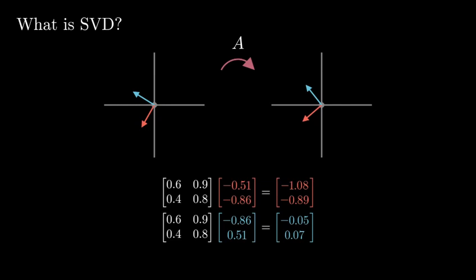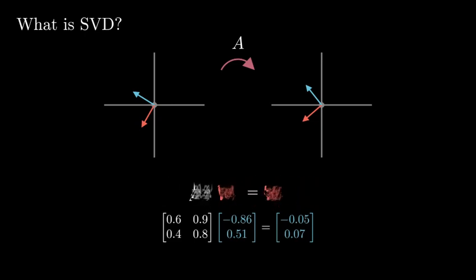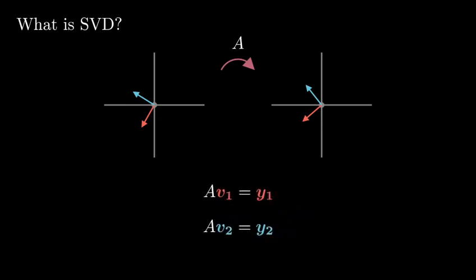First, let's restate our problem. We want to find an orthogonal set of vectors that when transformed by our matrix will remain orthogonal. In 2 dimensions, this means we want to find a v1 and a v2 and a y1 and a y2. Let's also split up the y's into a direction and magnitude so that u1 and u2 are unit vectors.